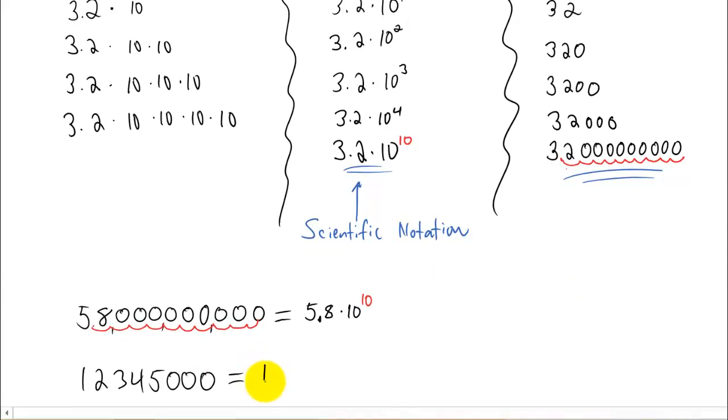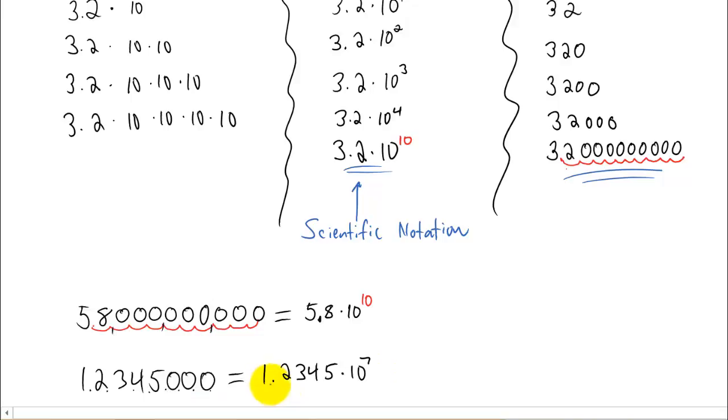So what you do is you write down the first whole number, follow it by all the numbers that aren't zeros, and the question is, how many factors of 10 did we multiply this 1.2345 by? And in this case, you just have to count. 1, 2, 3, 4, 5, 6, 7. There it is right there.